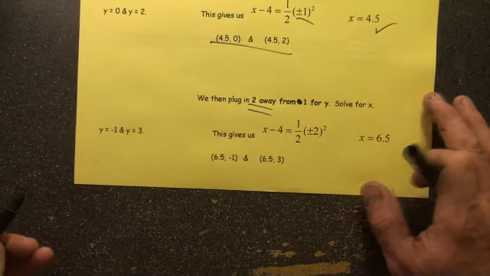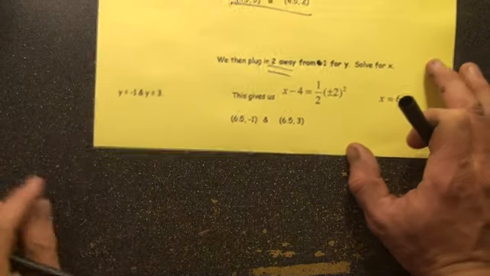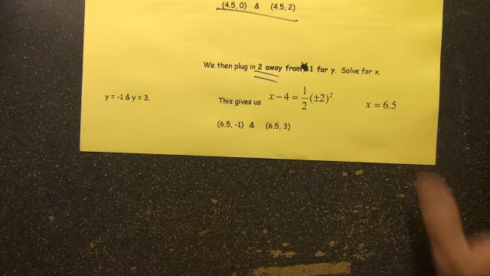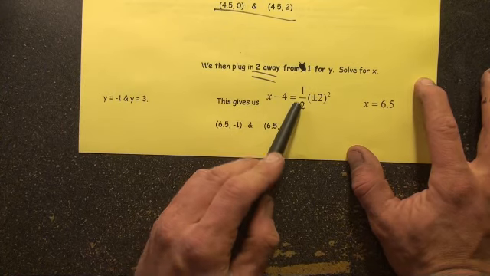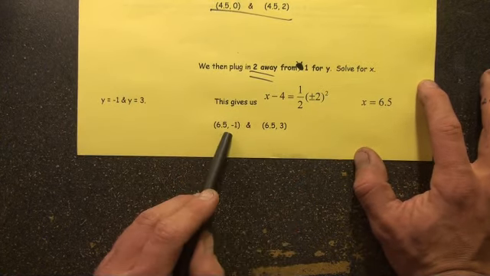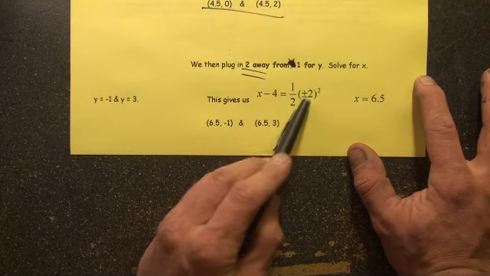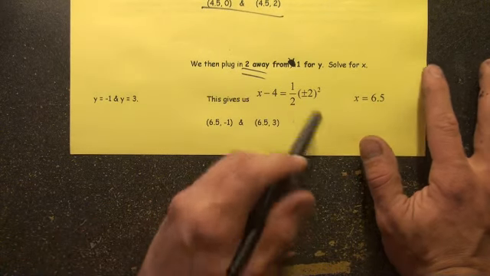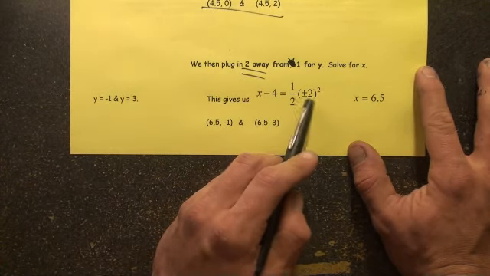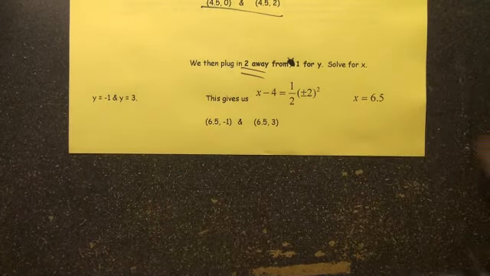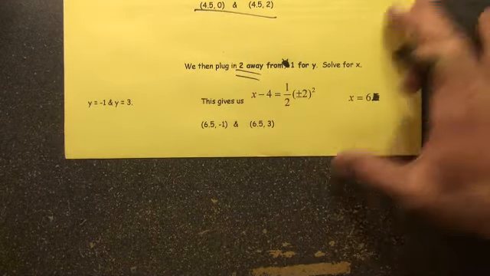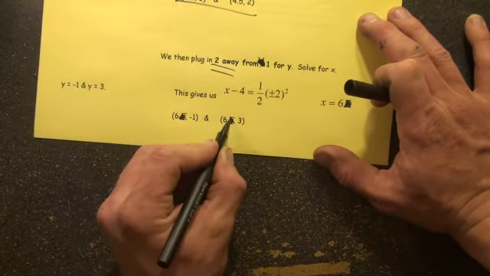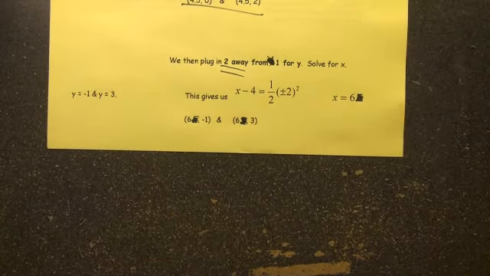Now, go 2 away from 1. 2 away from positive 1 puts us on -1 and 3. Now, this gives us x minus 4 equals half times plus or minus 2 squared. So when you do that, you get 4. Half of 4 is 2. 2 plus the 4. Is that a 6? Let's do this again. 2 squared is 4. Half of 4 is 2. 2 plus 4, that should just be a 6. There you go, there's the teacher making mistakes. So just cross that out. So 6 comma negative 1 and 6 comma 3.